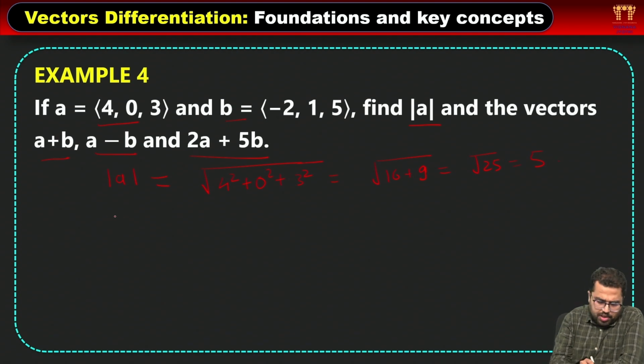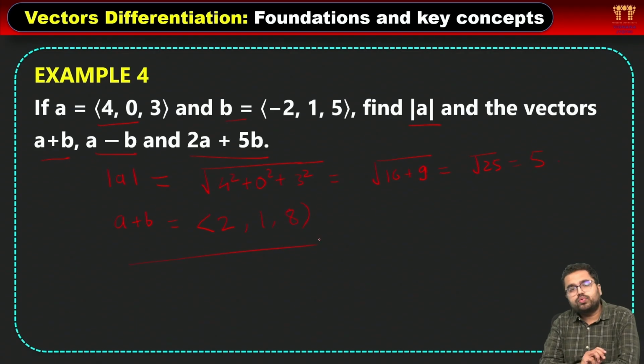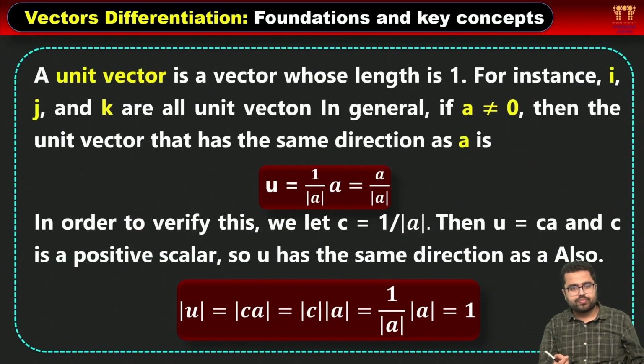And how can you add two vectors? I'll do one, the rest I will leave to you. I'll do a plus b. So a plus b is nothing but the first component of a plus the first component of b, which is 4 plus minus 2, which is 2, comma 0 plus 1, which is 1, and 3 plus 5, which is 8. So in this way you can do the basic operations on vectors. So here we have added and we have calculated the magnitude of vector a.